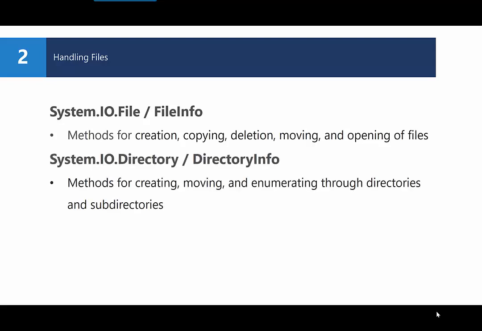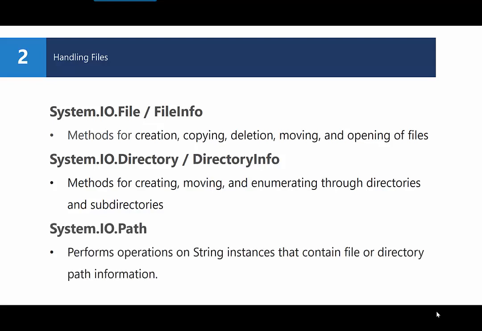The directory and directory info class have methods to work with directories. They also provide methods to get a list of all files in a certain directory. The directory is a static class and directory info is an instance class. With the path class we have operations to work with strings that contain file or directory paths.